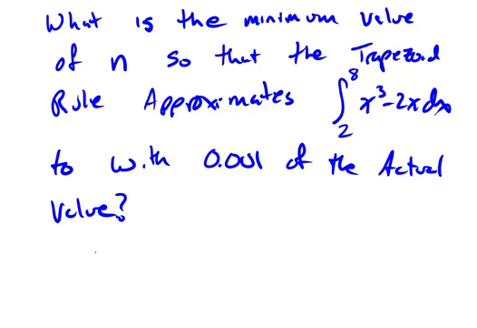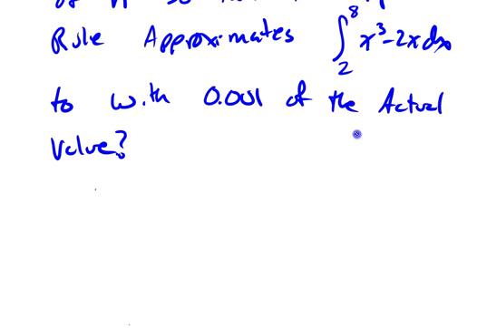In this video, I want to take a look at the problem of knowing how close we want to approximate an integral and figuring out how many subdivisions we need in order to do that. So my first question here then is, suppose I want to know the minimum value of n so that the trapezoid rule approximates this integral right here to within 0.001 of the actual value. Now, again, I can do this and actually find the actual value because I can do an antiderivative, but I just want to illustrate this process with this problem.